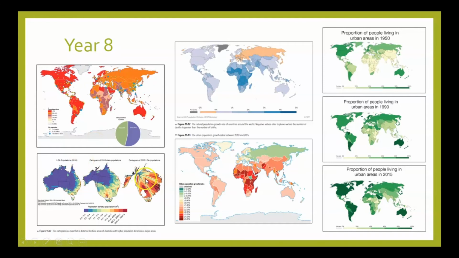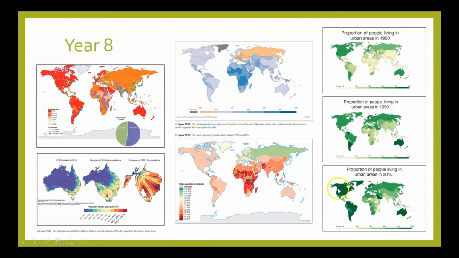Cartograms, where students can see areas exaggerated to represent the data that's in a legend. And here we have natural population growth, and we have urban population growth rates. And students can have a look at the spatial association between these maps and see whether or not natural population growth is having a major or a minor impact on urban population growth rate.